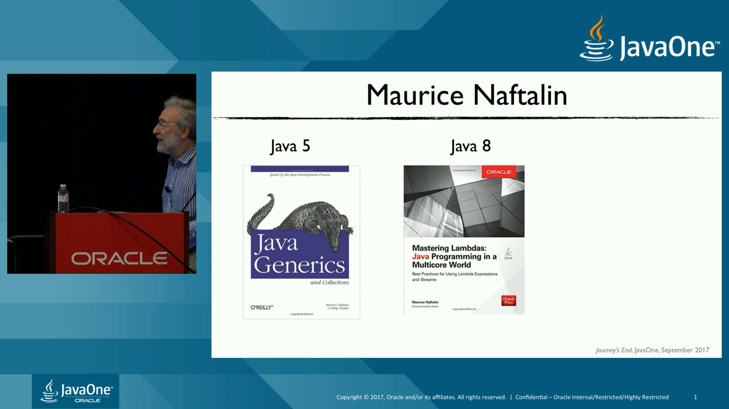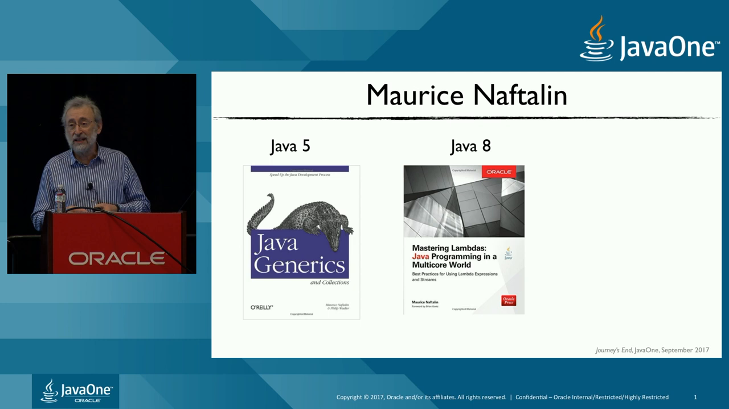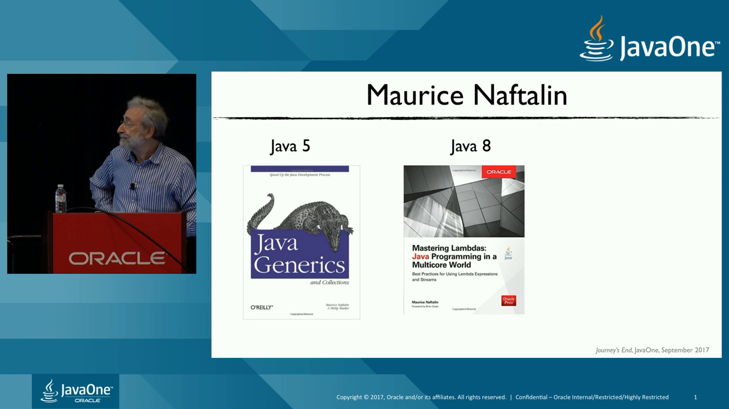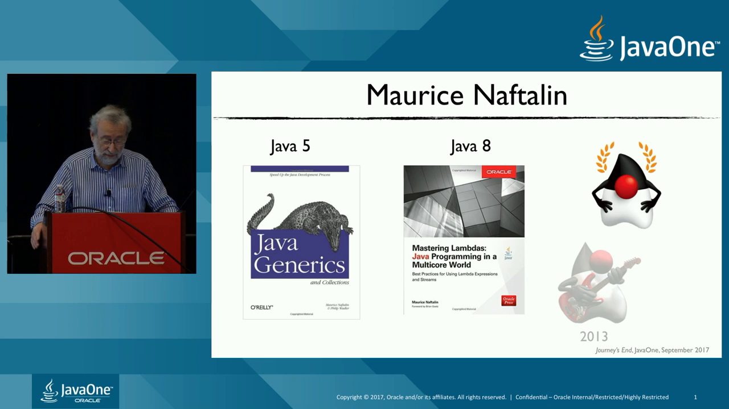And then I wrote a book on Java 8. And this book, which is really about streams, although it's got lambdas in the title, it's really much more about streams than about lambdas, is what this talk is based on. So I'm a Java champion, and I'm a JavaOne rock star and stuff like that.